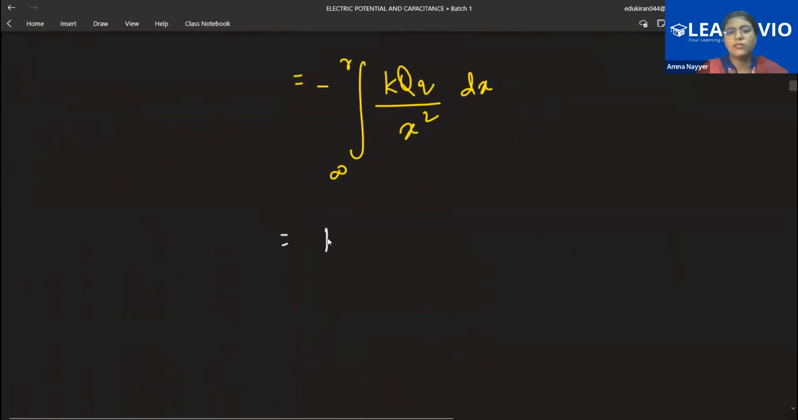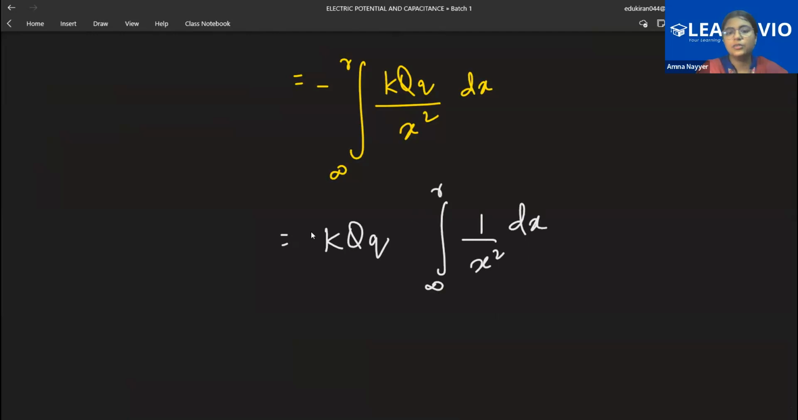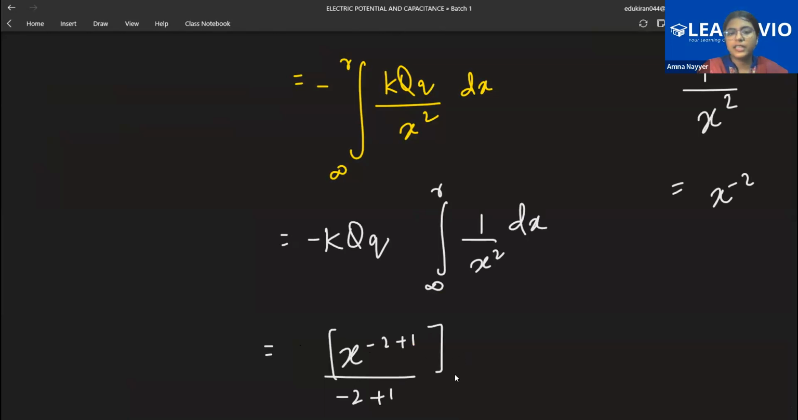Now class, you have to solve the integral. k, capital Q, small q are all constants. So we are just left with the integral of 1 by x square dx from infinity to r. The minus sign is also here. Now look, I can write 1 by x square as x to the power minus 2, right? So when I perform integration on x to the power minus 2, it will be plus 1 divided by minus 2 plus 1, integrating it from infinity to r, and the constants minus k capital Q small q.